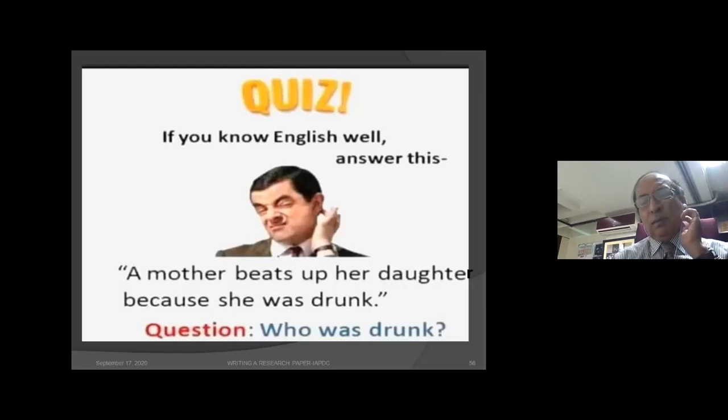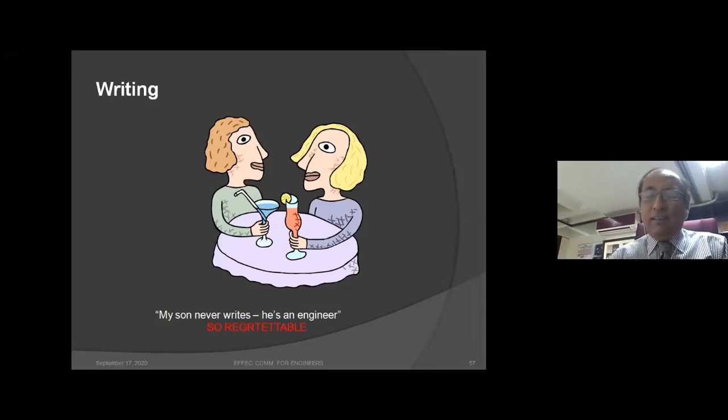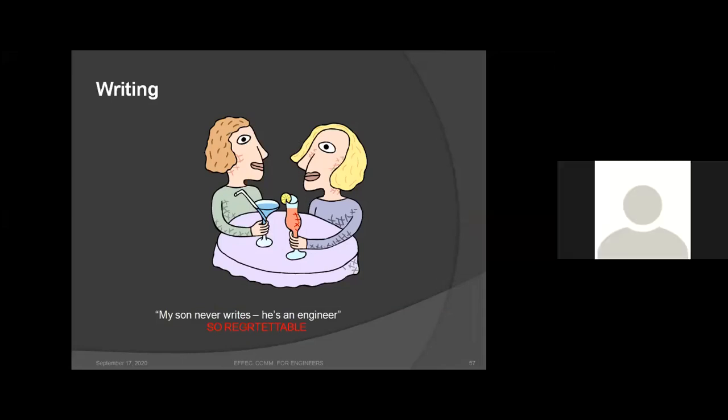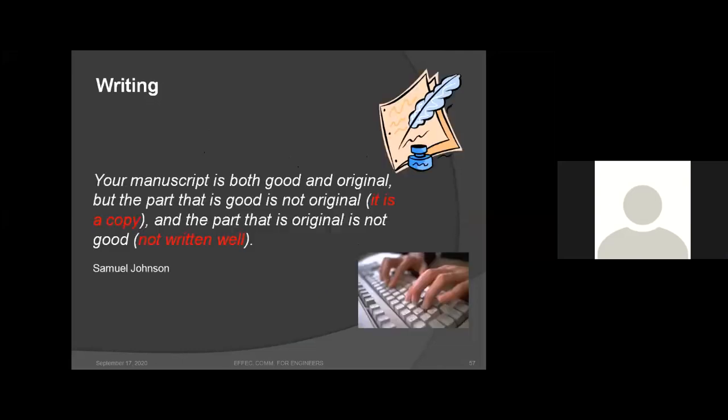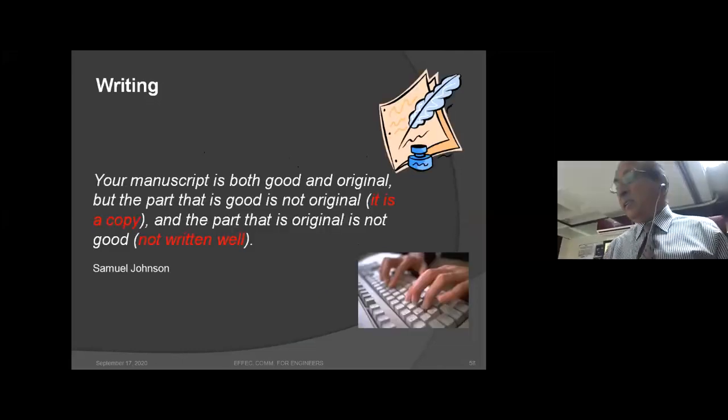Here, there are two mothers, and they are talking to each other. One is telling the other in a cafe, I think so: my son never writes, and it is understood by her because he is an engineer. So, engineers don't know how to write. But this is regrettable. That age is gone today. Writing skill is needed in every facet of an engineer's life, whether your site duty, your design office duty, writing a technical paper, or writing your routine technical reports or letters or memos and this and that.